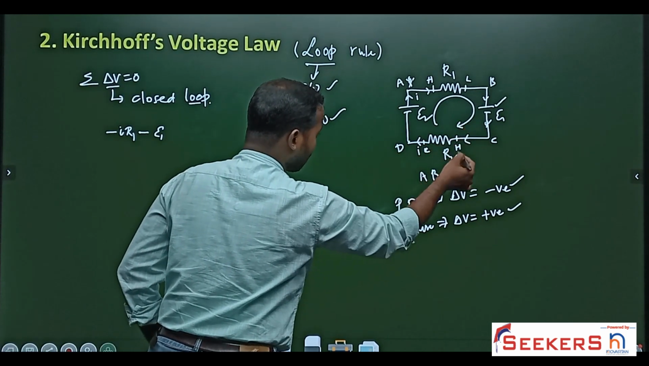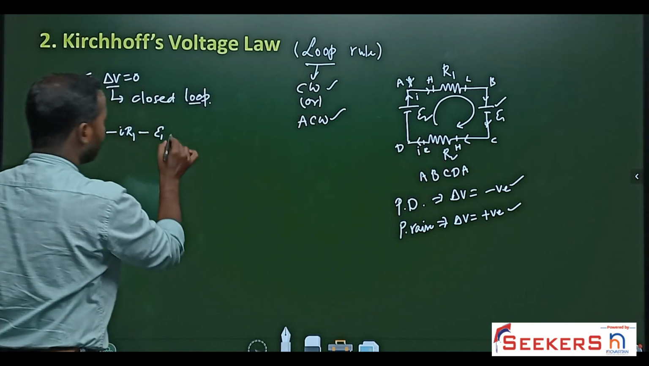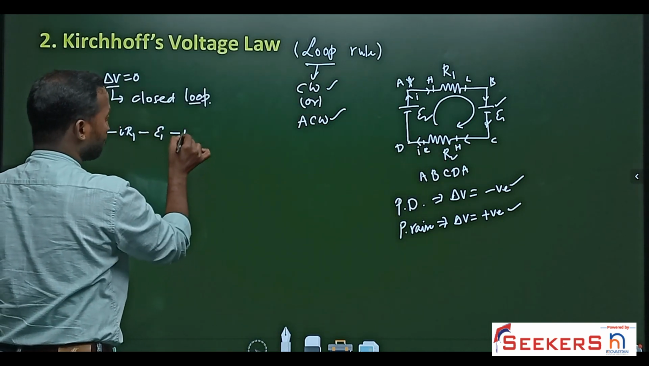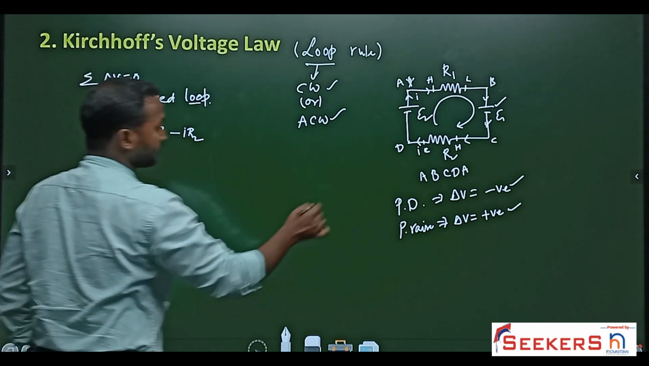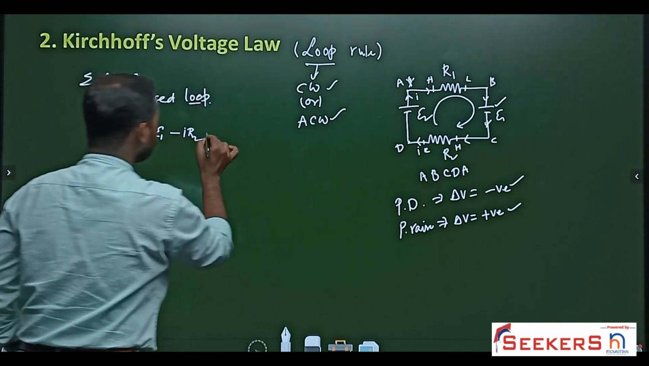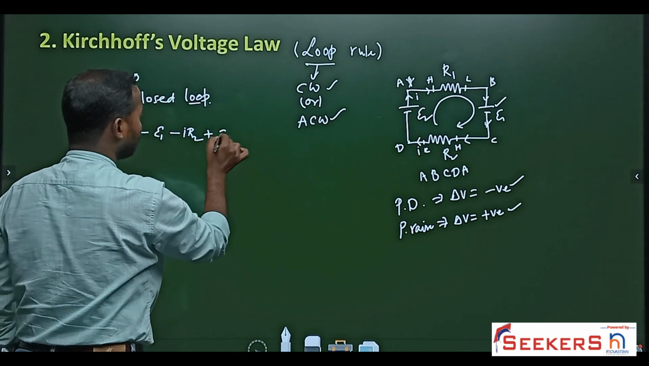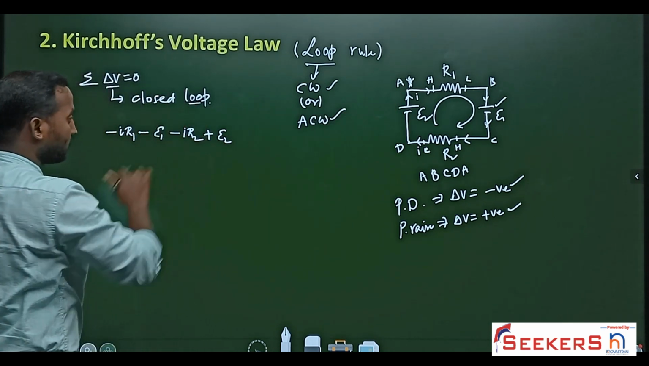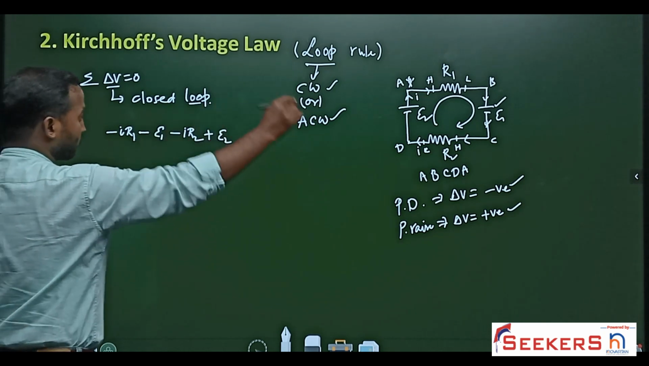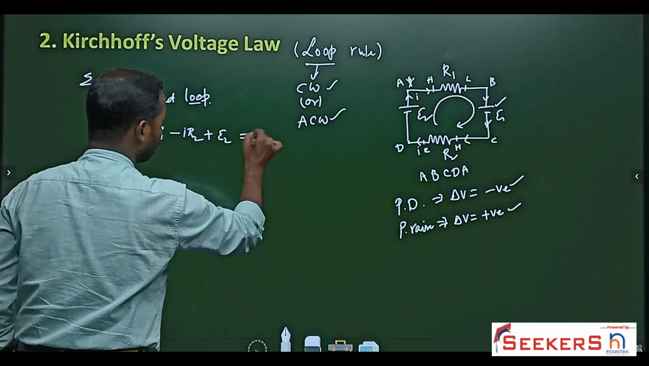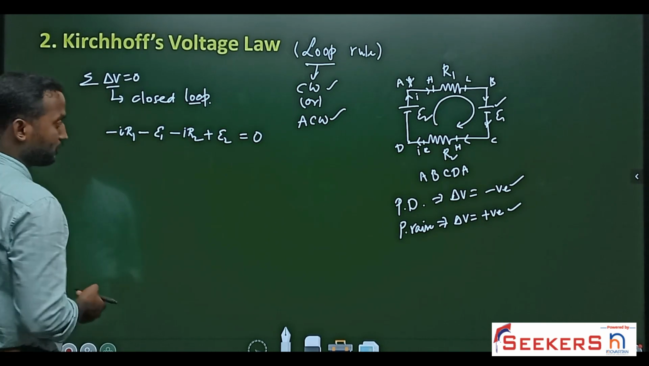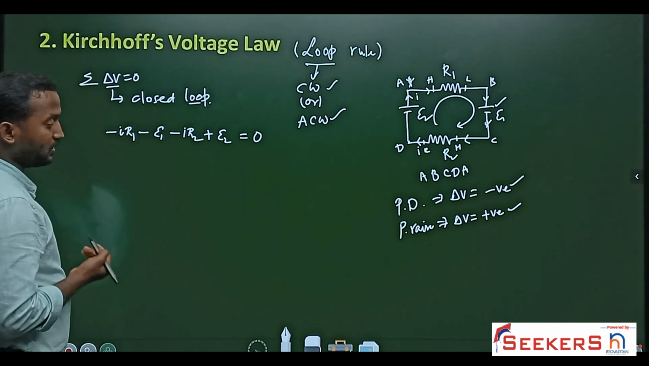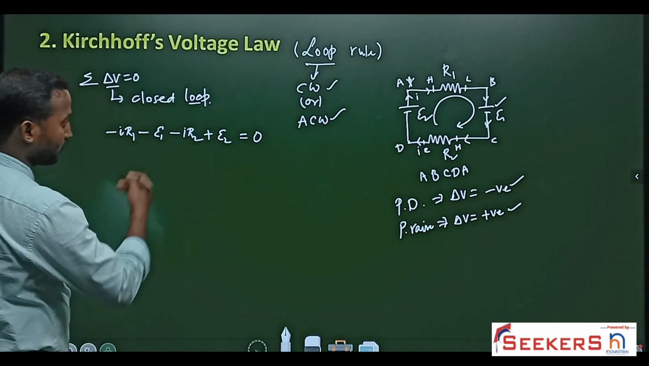Next, you are again going from high to low, hence potential is dropped. How much? IR2. Next, you are going from low to high, potential gain. How much? E2. And that's it. You have come back to this location. Hence, these are all the potential drops in a total closed loop, hence it has to be equal to 0. And that's how you'll be applying KVL, Kirchhoff's voltage law, to a given loop.